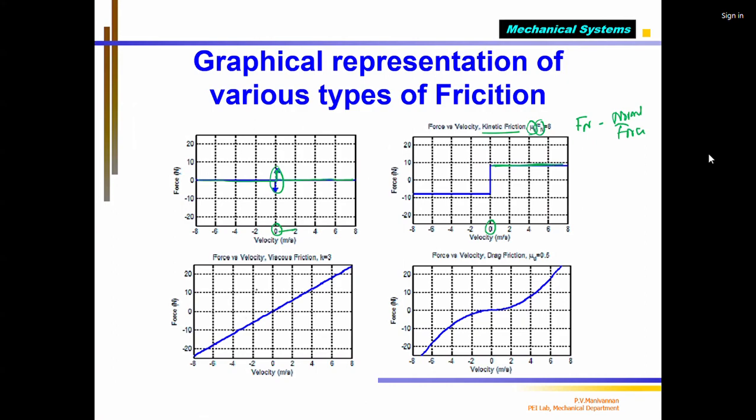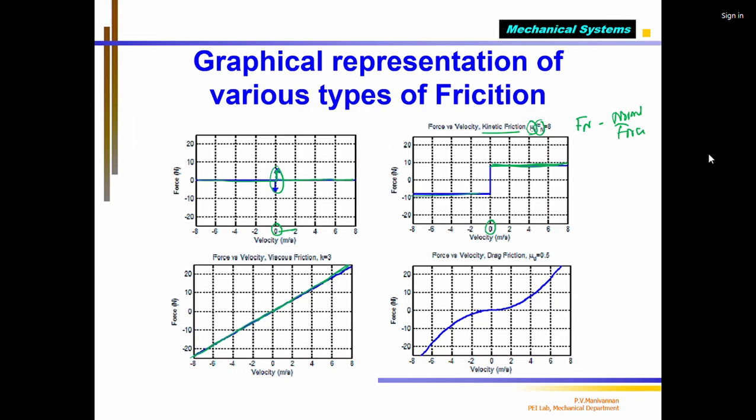The third one is viscous friction. Viscous friction also is 0 when velocity is 0. But when velocity is positive, the viscous friction is positive, and when velocity is negative, it is negative. It is linear. Correct? Once you start moving, the kinetic friction becomes constant, but depends upon the frictional constant mu. Here, viscous friction is directly proportional to velocity, increasing.